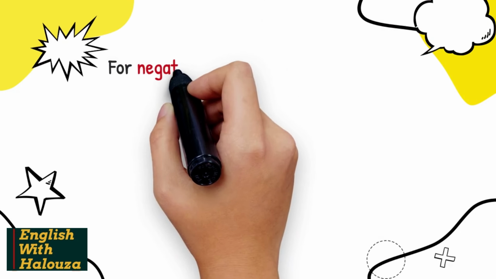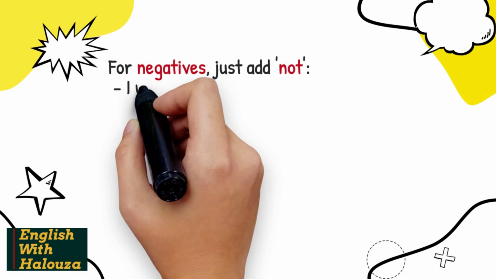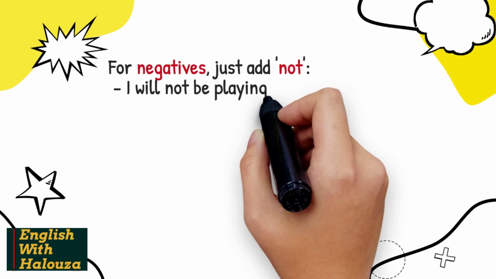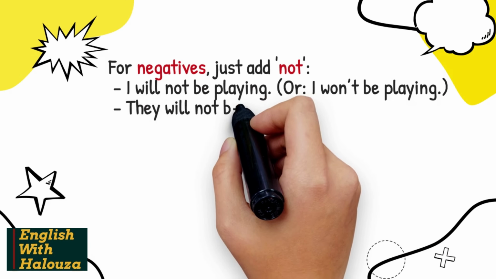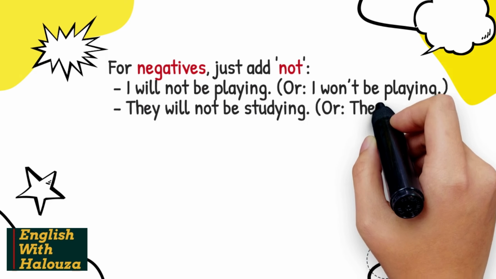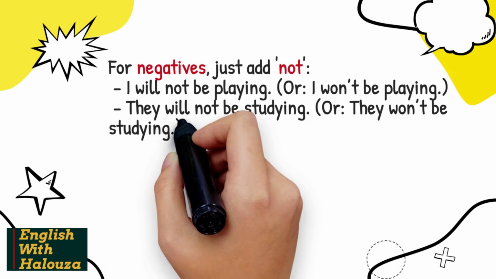For negatives, just add not. For example, I will not be playing. Or, I won't be playing. They will not be studying. Or, they won't be studying.